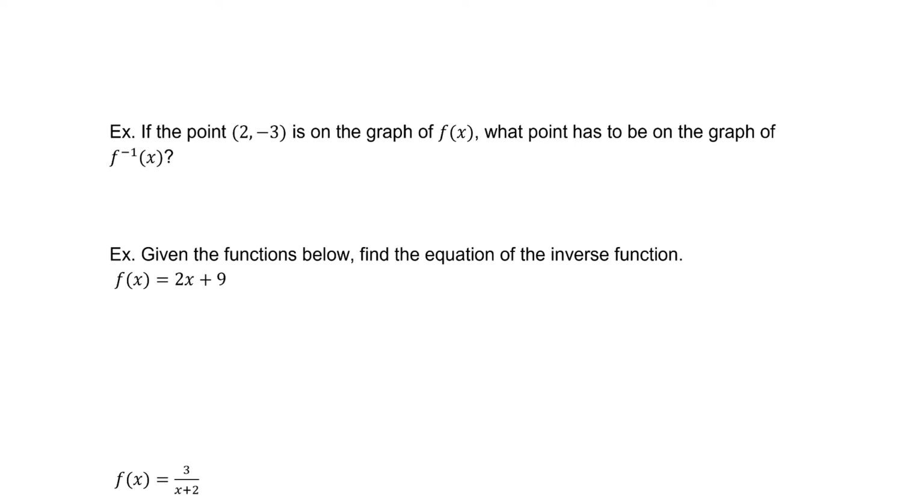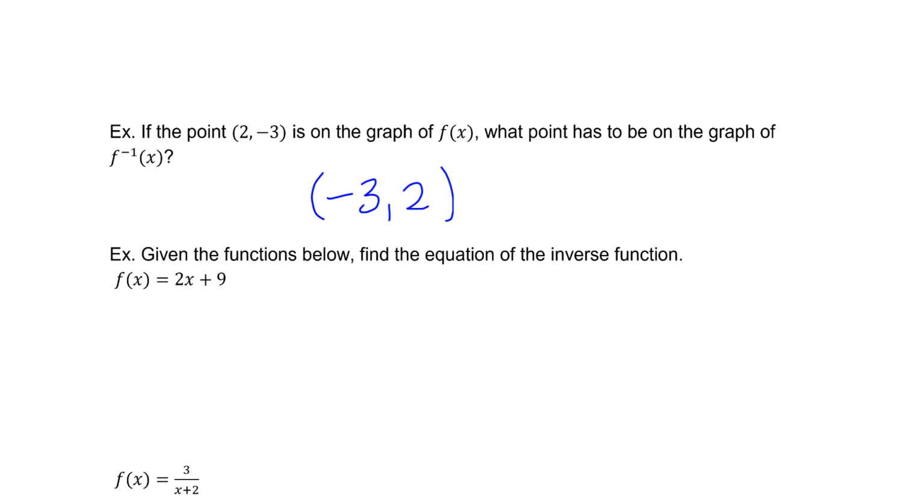So our next example says, if the point (2, -3) is on the graph of f of x, what point has to be on the graph of f inverse? Well, since the definition of an inverse is to reverse another, if I have a point, the reverse of that point has to be on my inverse function. So that tells me (-3, 2) has to be on my inverse. I just switched the point, and that's it.